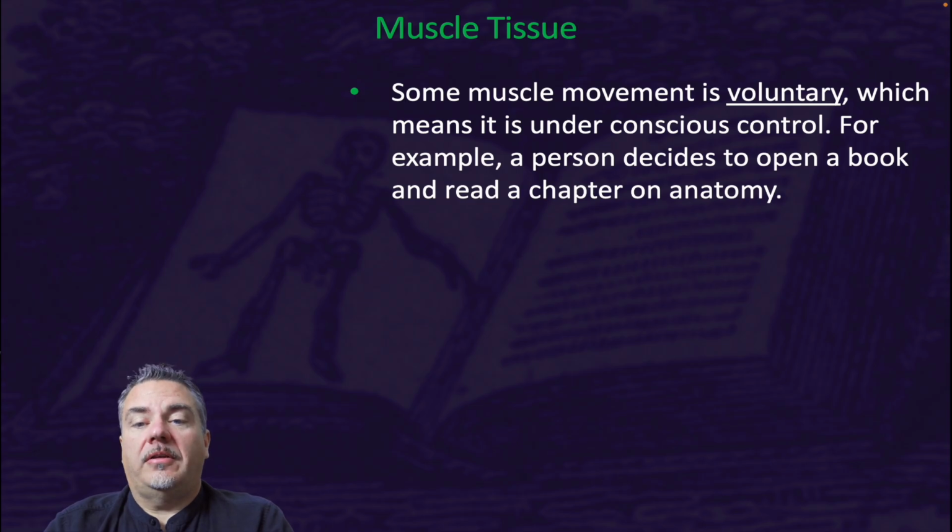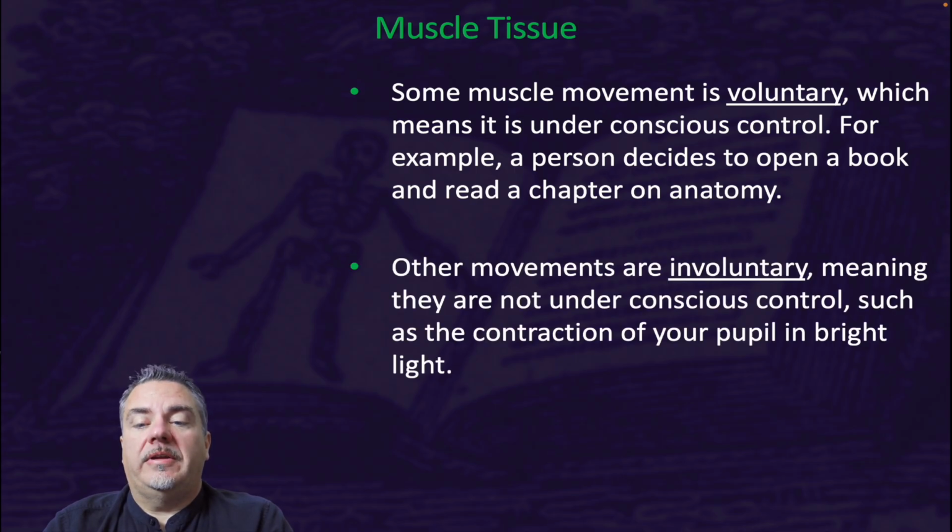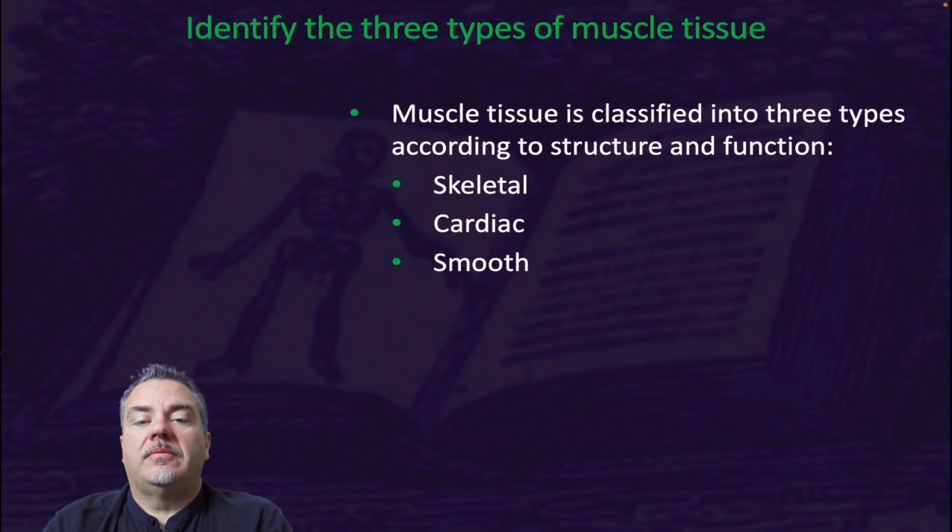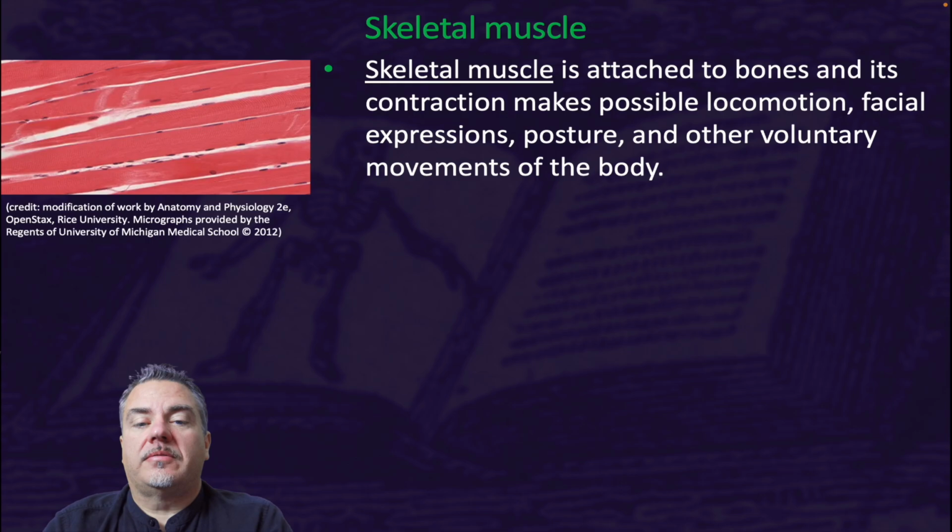Some muscle movement is voluntary, which means that it is under conscious control. For example, a person decides to open a book and read a chapter on anatomy. Other movements are involuntary, meaning they are not under conscious control, such as the contraction of your pupil in bright light. Muscle tissues are classified into three types according to structure and function: skeletal, cardiac, and smooth.